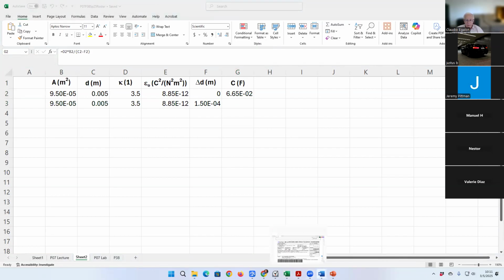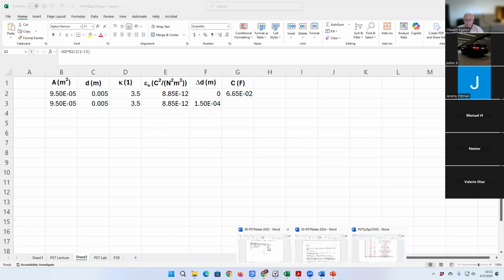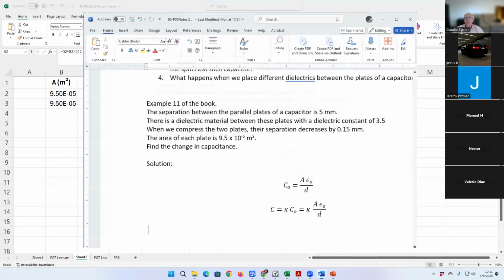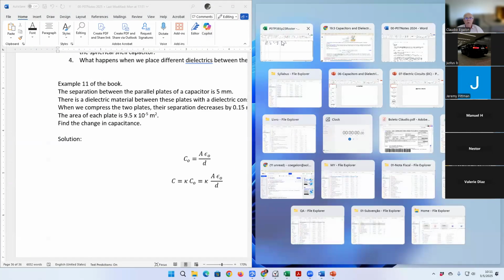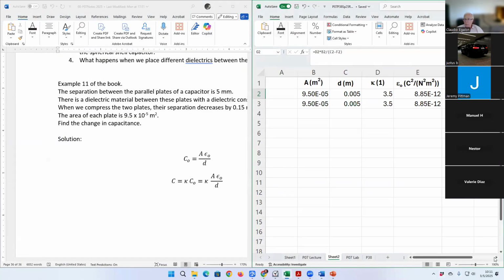Let's take a look at the equation again so we don't miss anything. I'm going to put it side by side here, so it makes it easier for us to refer. Okay, and right here.